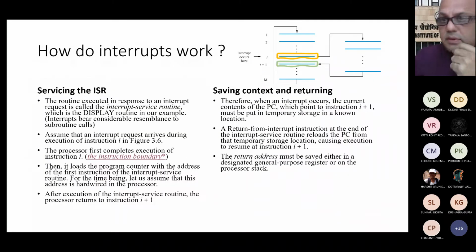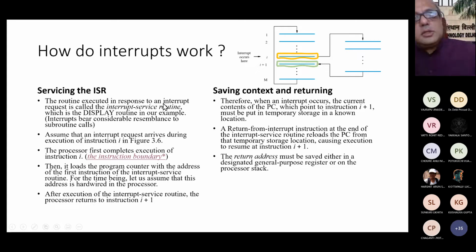So now I have duplicated that same diagram out here. So there are two things. One is servicing. The routine which you execute in response to an interrupt, a pat on your shoulder, is called a service routine or interrupt service routine. Very much like any other service subroutine, or any other subroutine. So suppose the interrupt comes here. It will first finish executing this instruction.